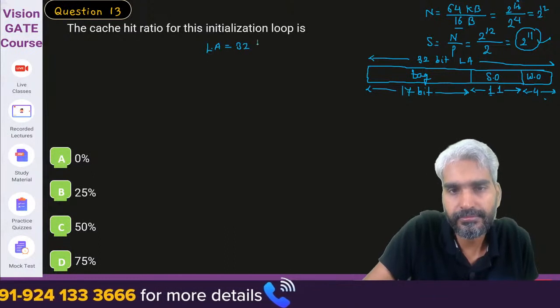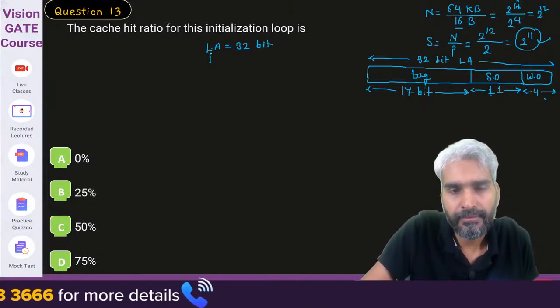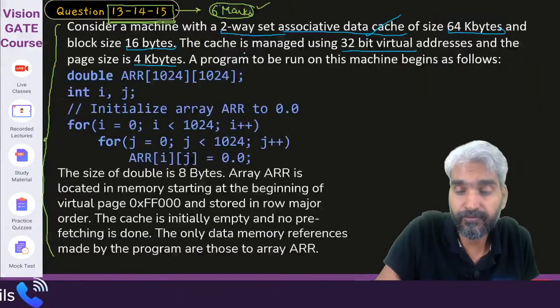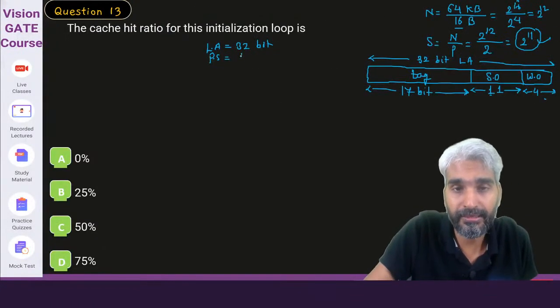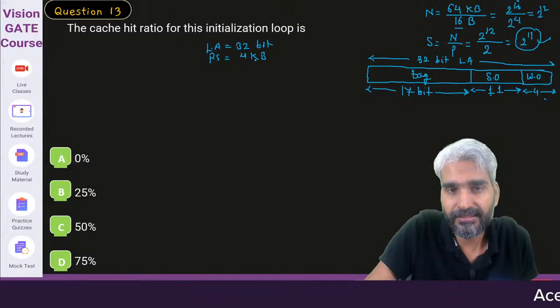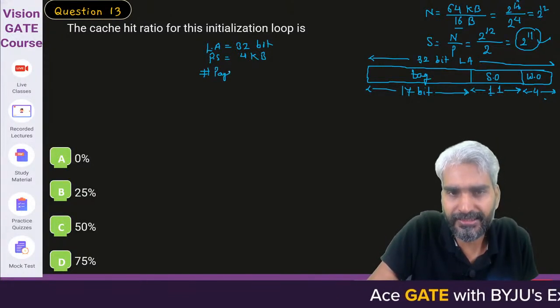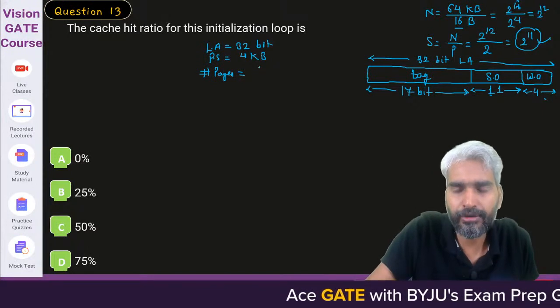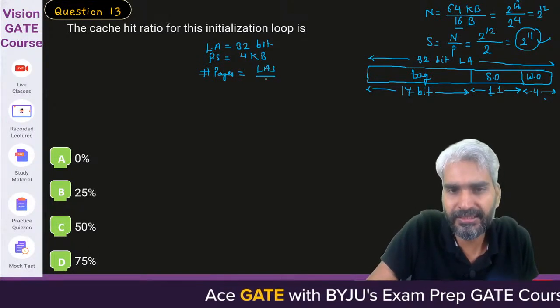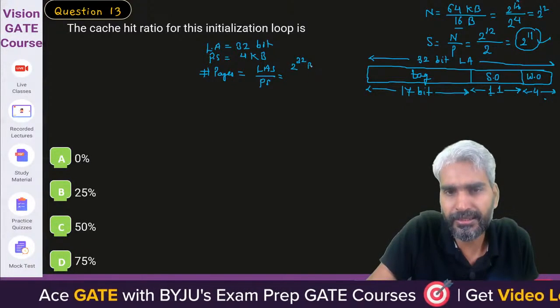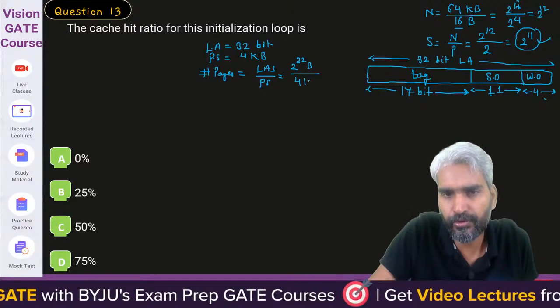Page size 4 KB. Therefore, the number of pages in the logical address space will be how many? The number of pages will be logical address space divided by page size. Logical address space is 2 raised to power 32 bytes, divided by page size of 4 kilobytes.